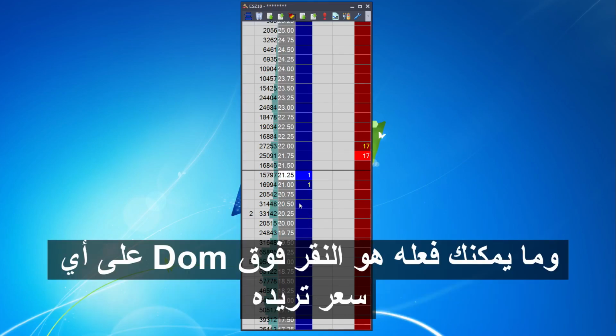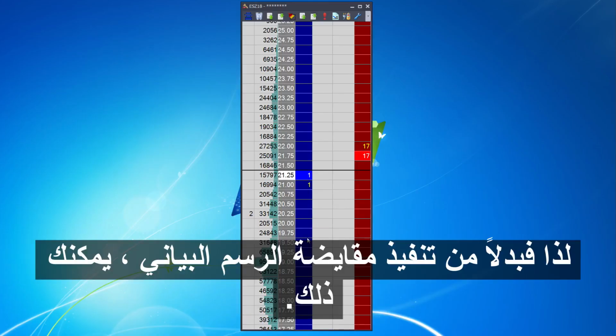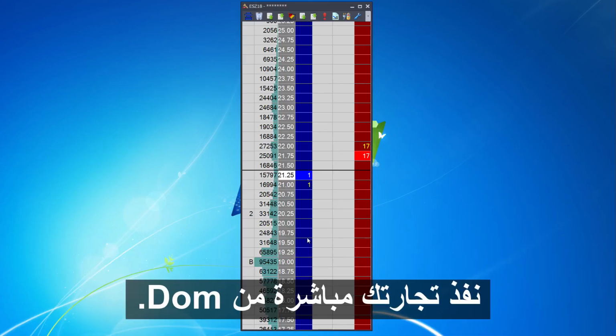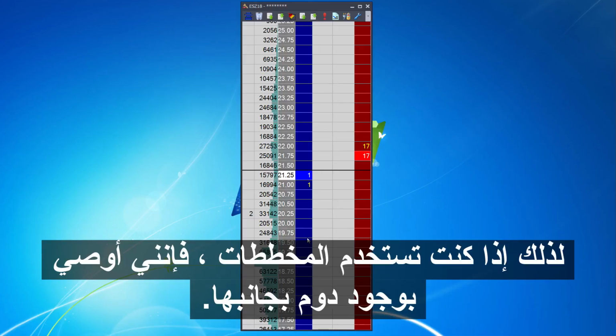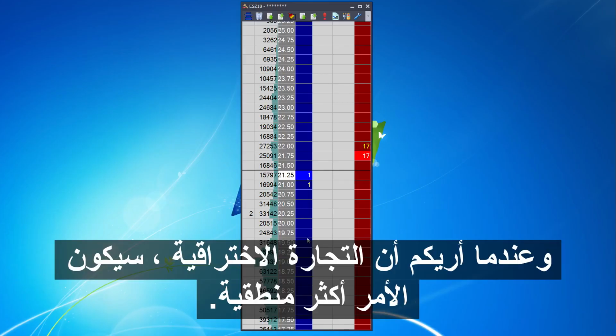What you can do is click on the DOM at whatever price you want to get in, and that's how you execute a trade. So instead of executing a trade off a chart, you can execute your trade straight off the DOM. If you do use charts, I recommend having a DOM next to it, so you can manage your trade a little easier. And when I show you that breakout trade, it'll make more sense.